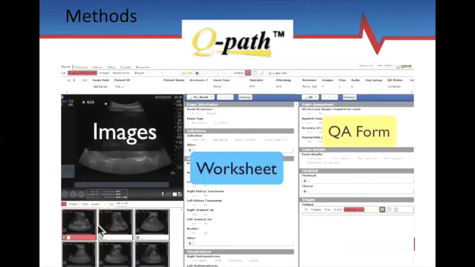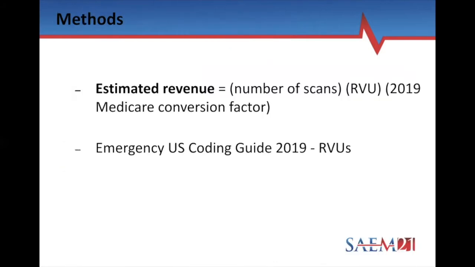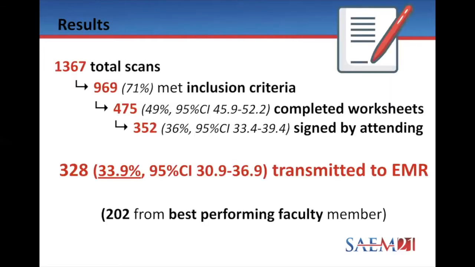This is what QPath looks like. You have the images obtained at bedside with the ultrasound. You have the worksheet that the resident usually completes with their interpretation of the scan, and later an attending goes into QPath and signs the scan. And once it's signed, the scan goes into our EMR and the billers can code and bill for the scan. We calculated estimated revenue by multiplying the number of each type of scan by the corresponding RVU multiplied by the Medicare conversion factor to come up with an estimated revenue generated from the scans.